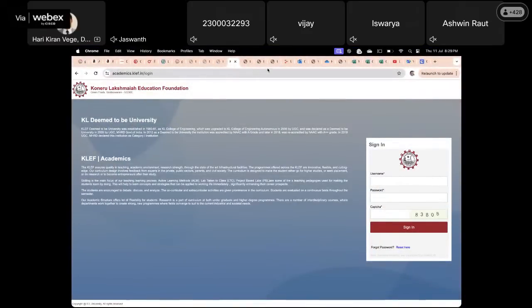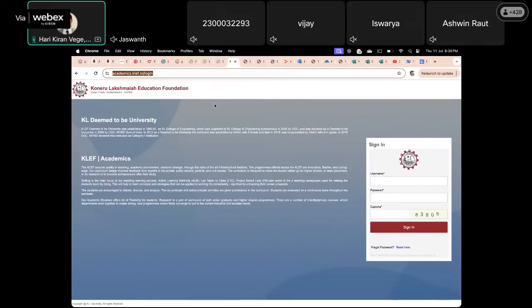All right. You're all now looking at my shared screen, and you will observe that I am accessing a portal called academics.klef.in. This is a different portal from the one that you have had access to till now, that is portal.klef.in. There are two separate portals, portal.klef.in and academics.klef.in. I am now talking about academics.klef.in. Once you go in here, your username is your student ID.